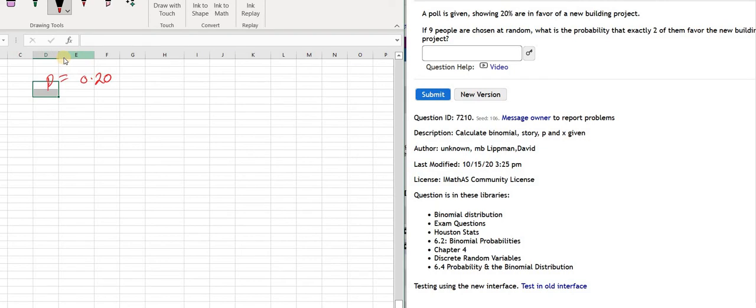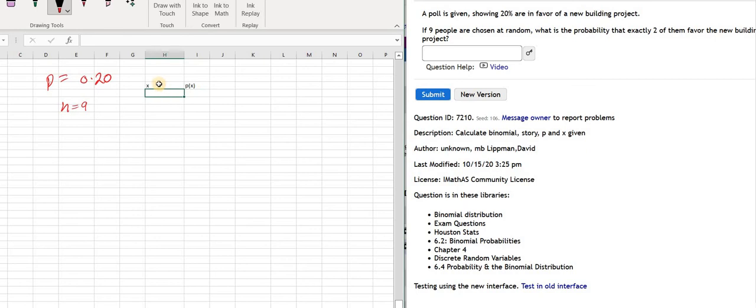Probability of failure is 80%, which is choosing a person not in favor of the new building project. So I have the probability of success here, and the sample size I have is 9. Since the question is asking what is the probability that exactly 2 of them favor the new building project, I will just build a table that contains x and then the probability of success, which is p of x.